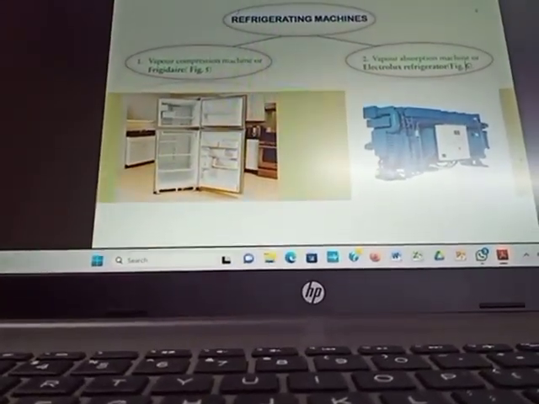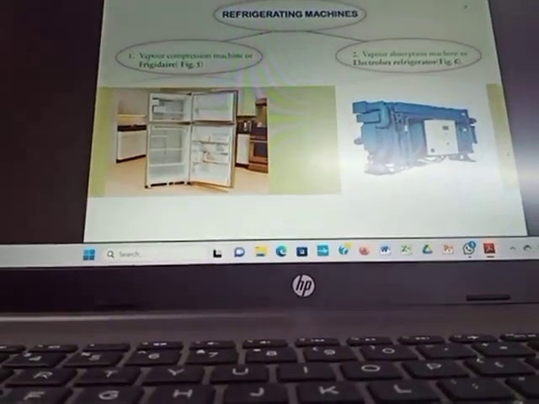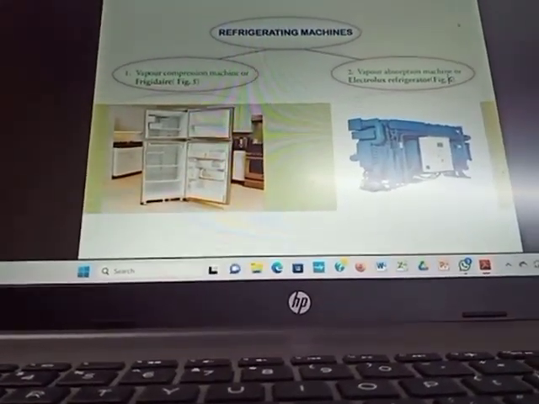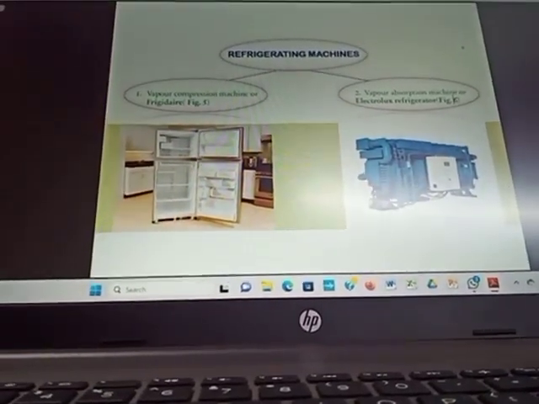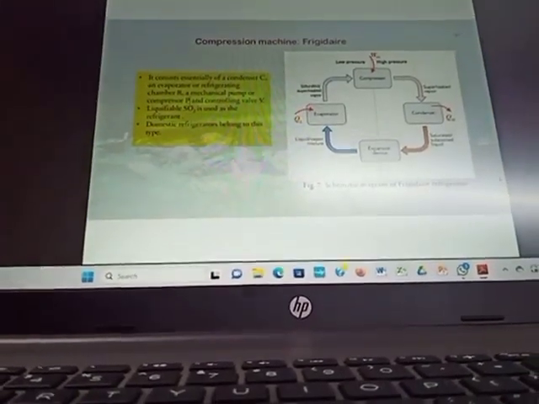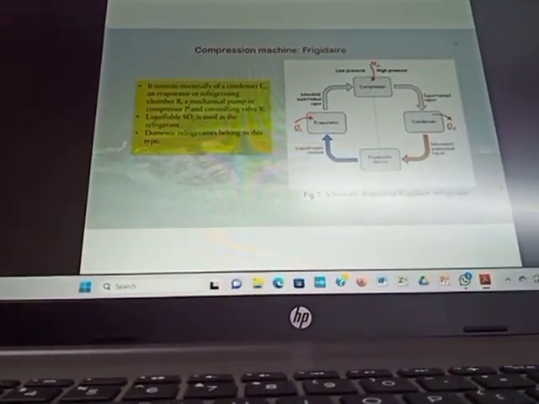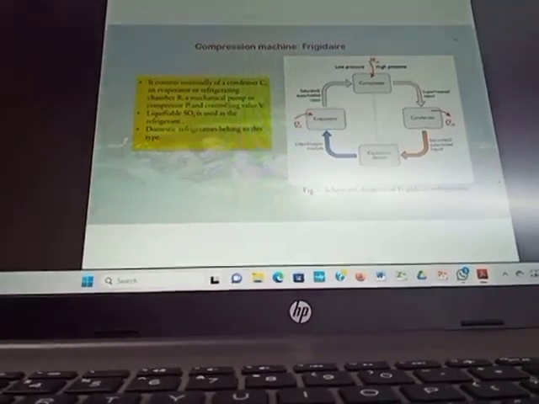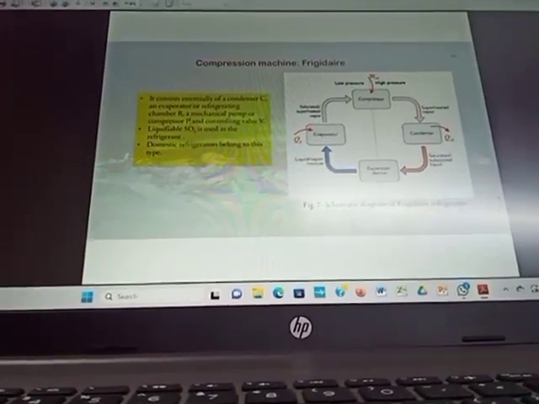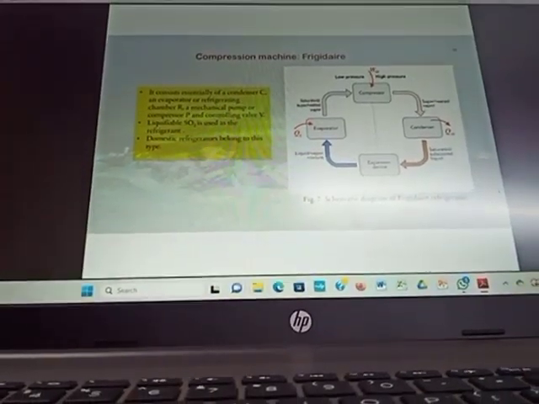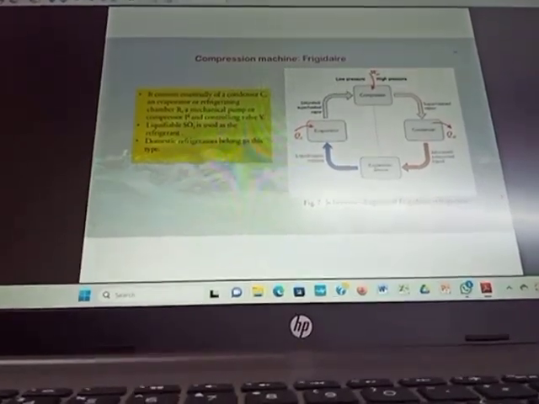Let's see the new topic, refrigerating machines. Here are 2 types of refrigerating machine. One is the vapor compression machine or Frigidaire, and the other is the vapor absorption machine or Electrolux refrigerator. Frigidaire: domestic refrigerators belong to this type. Here liquefiable SO2 is used as the refrigerant and it consists essentially of a condenser C, evaporator or refrigerating chamber R, mechanical pump or compressor P, and controlling valve V.